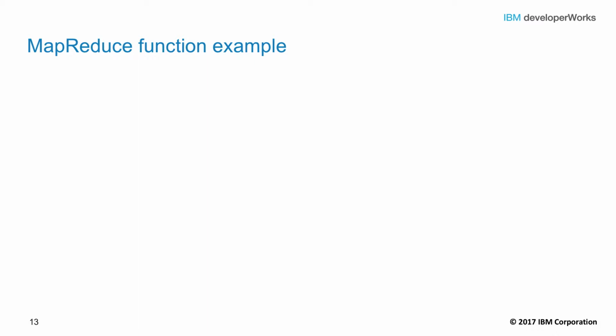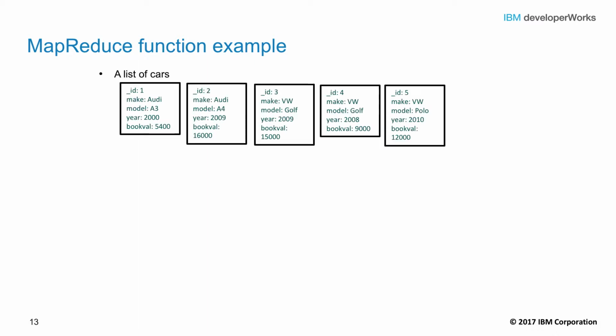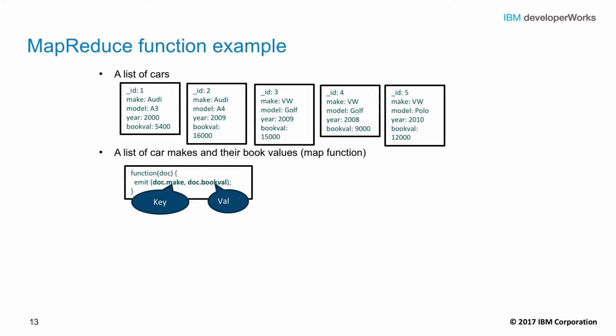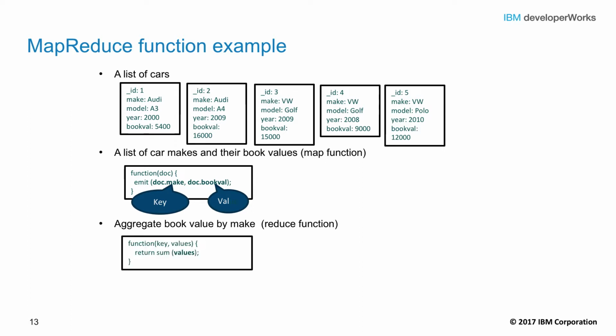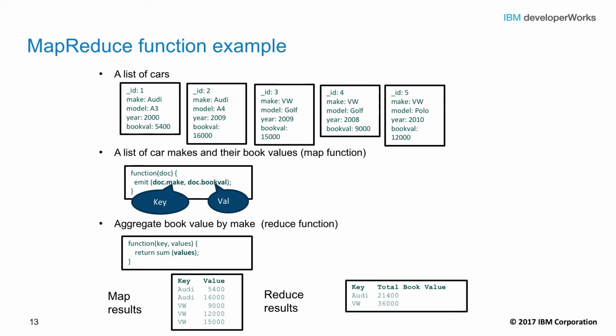Let's look at an example from a car dealer inventory scenario. In this example, we're going to show you a map function that returns a list of car makes and their book values, and then a reduce function that returns the aggregated book value by make. Let's walk through the example. Here is our list of cars. Now let's build a map function that returns a set of key value pairs with the makes and their book values. Next, aggregate the book values by make with the reduce function. And this produces the results as shown for the map and the reduce.